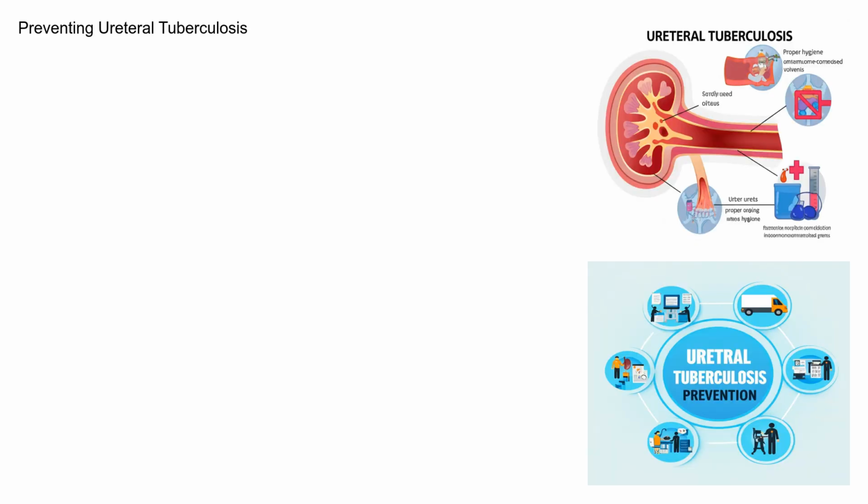Preventing ureteral tuberculosis relies heavily on controlling the spread of tuberculosis in general. This involves early detection and treatment of pulmonary tuberculosis, vaccination with BCG vaccine in areas where tuberculosis is prevalent, and ensuring proper hygiene and sanitation. Individuals with weakened immune systems should be screened regularly for tuberculosis and receive appropriate preventative treatment if necessary. Public health initiatives aimed at raising awareness about tuberculosis and improving access to healthcare are crucial.